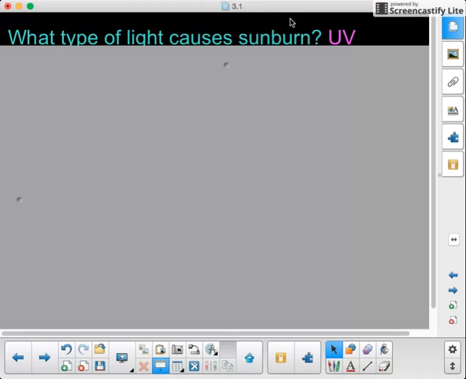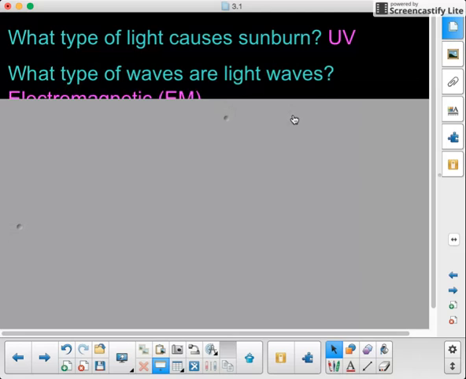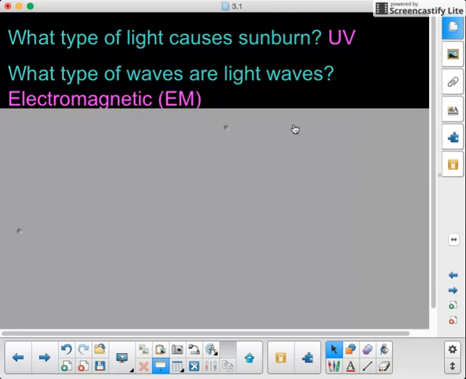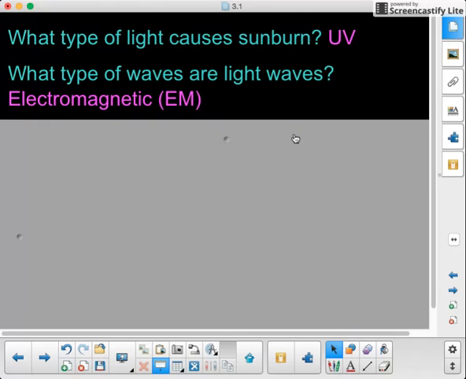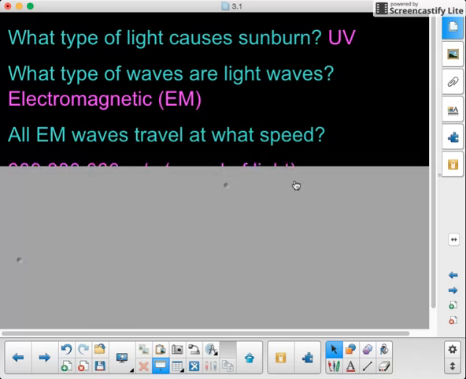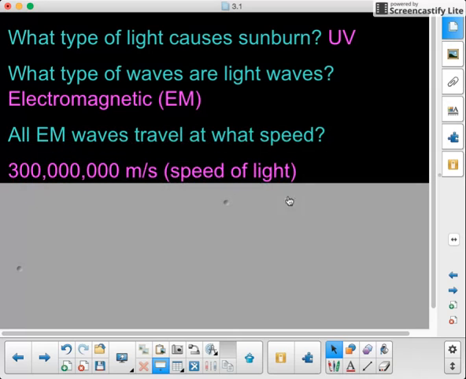The first question is, what type of light causes sunburn? And that's UV or ultraviolet light. And then what type of waves are light waves? They are electromagnetic or EM waves. All electromagnetic waves travel at the speed of light. That's 300 million meters per second, or 3.0 times 10 to the 8th meters per second.